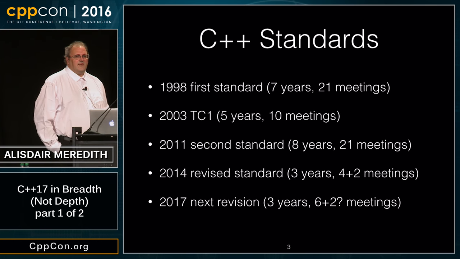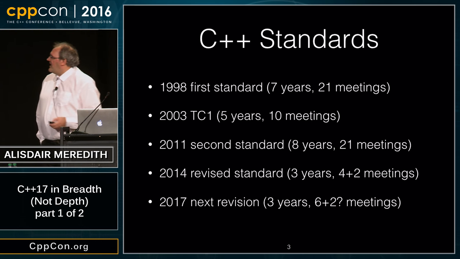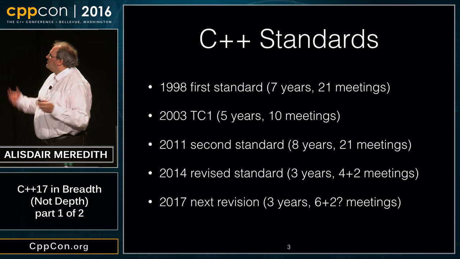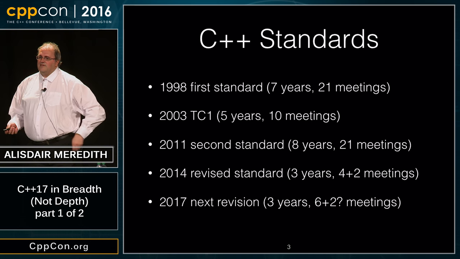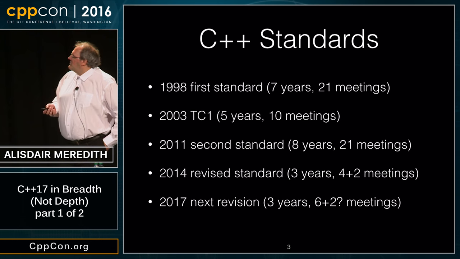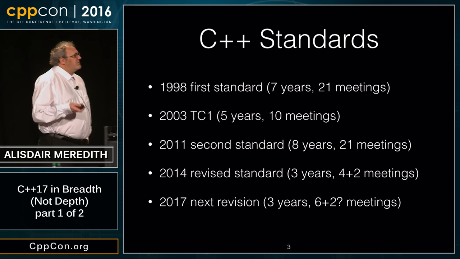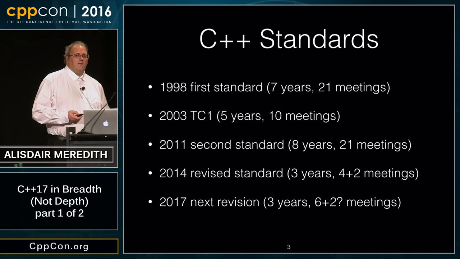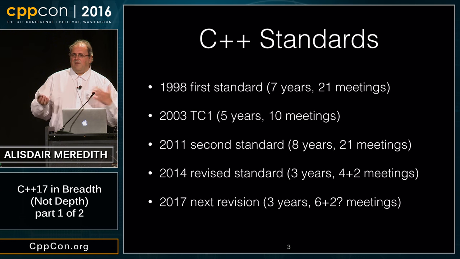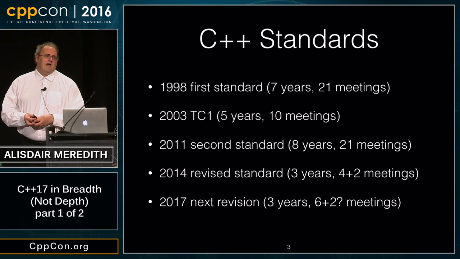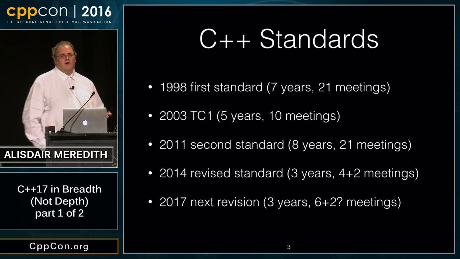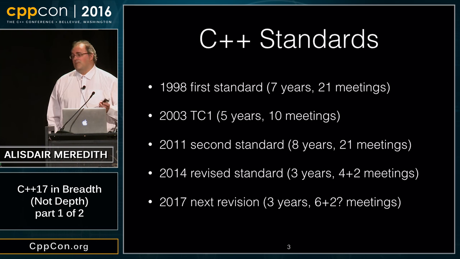So, a quick history of the C++ standards. 1998, we had the first standard. And that took roughly 7 years and 21 meetings. Then we had the 2003 standard, that was 5 years later. We significantly slowed down the amount of work we were doing at that period, and that might have set some false expectations about how the standards process is supposed to work. This was because we had a false understanding of how the standards process is supposed to work.